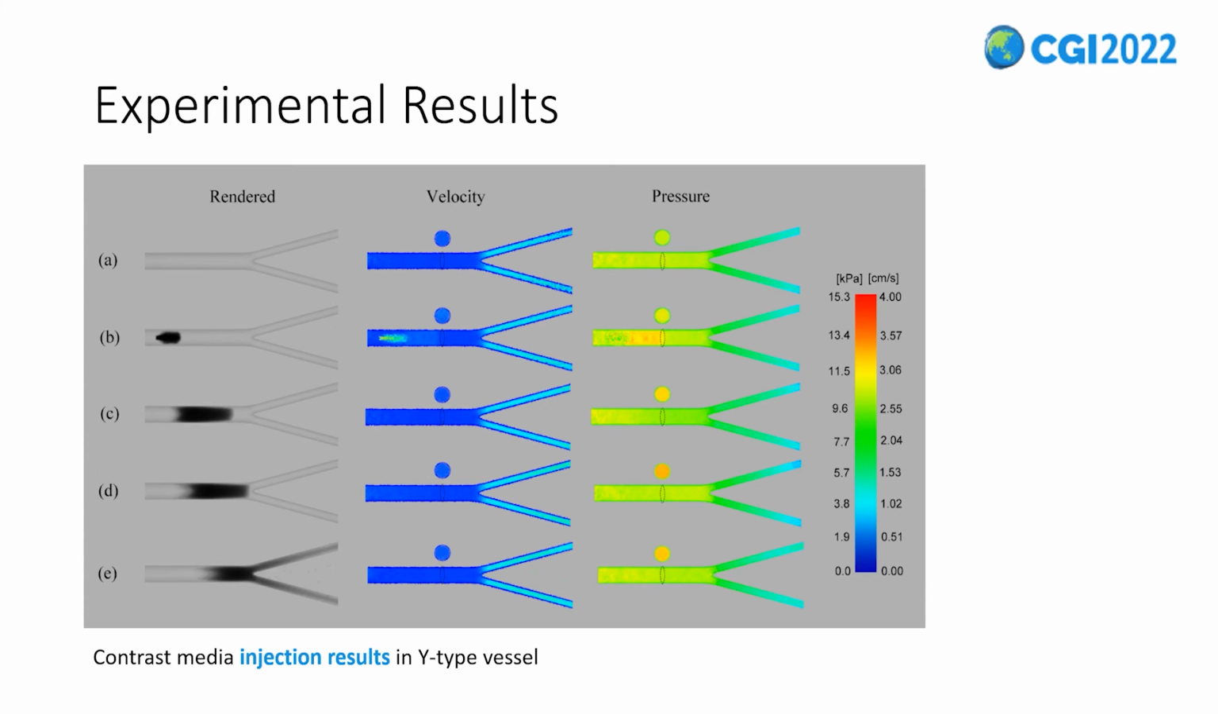And this is the result in Y-type vessels. We can see the velocity is larger in vessels with small radius, and the pressure at the inlet is larger than at the outlet.